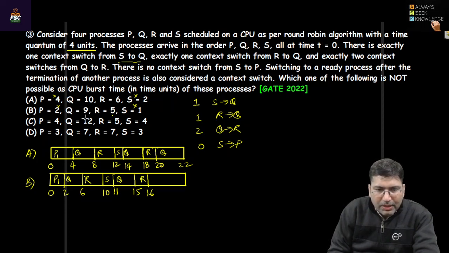Right, remaining 1 cycle, this Q will consume here, right? So it will finish by 17. This Gantt chart is going to finish by 17.